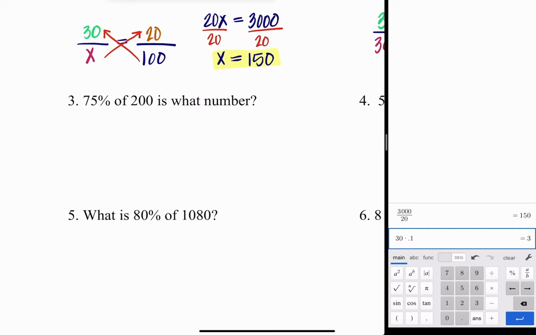Here we go again. 75% of 200 is what number? So I'm going to set up my proportion. And I'm going to pick out my pieces. I have a percentage right off the bat this time. 75%, so 75 goes in the percent spot. Of 200, so 200 goes in the of spot, but it should be a different color.